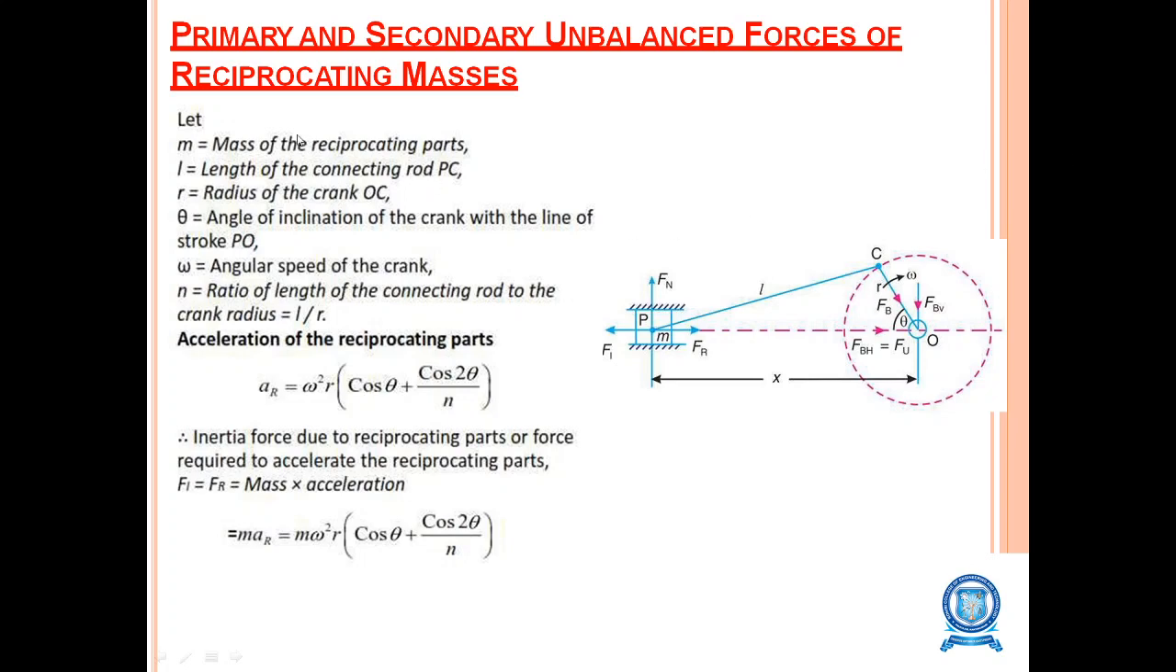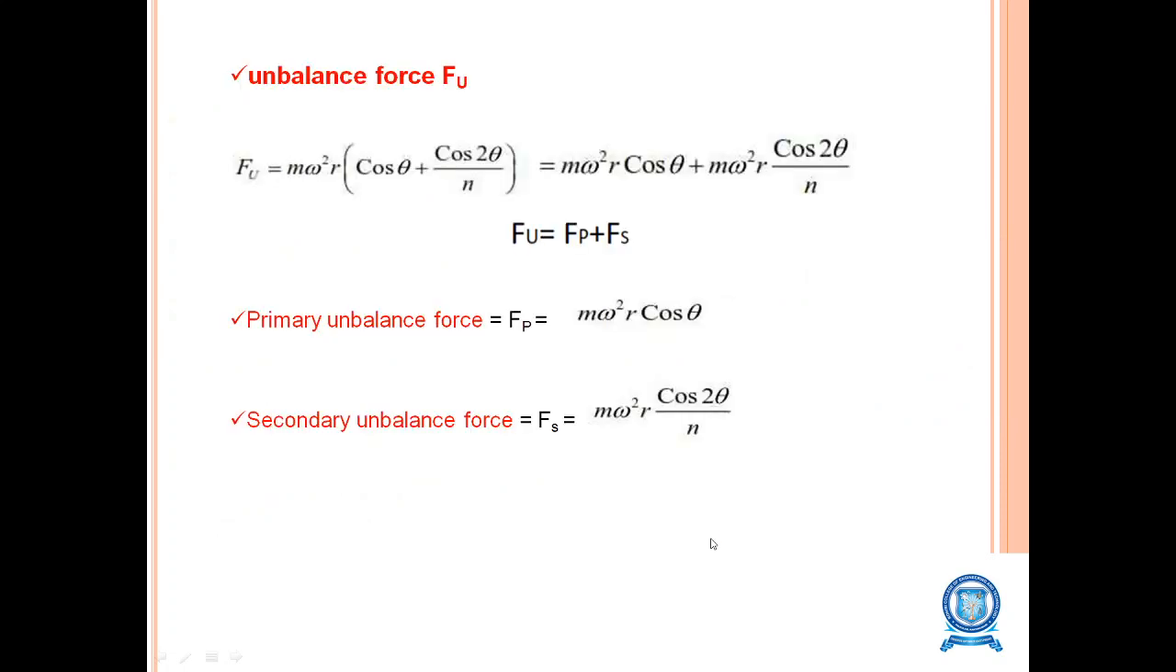Consider a mass m of the reciprocating part with a length L, radius r at an angle theta with an angular speed omega and the speed ratio n, rotating in a clockwise direction. The acceleration of the reciprocating parts can be found out using a = omega square r (cos theta plus cos 2 theta by n). Similarly, F = mass into acceleration, it becomes m omega square r (cos theta plus cos 2 theta divided by n), which is the force.